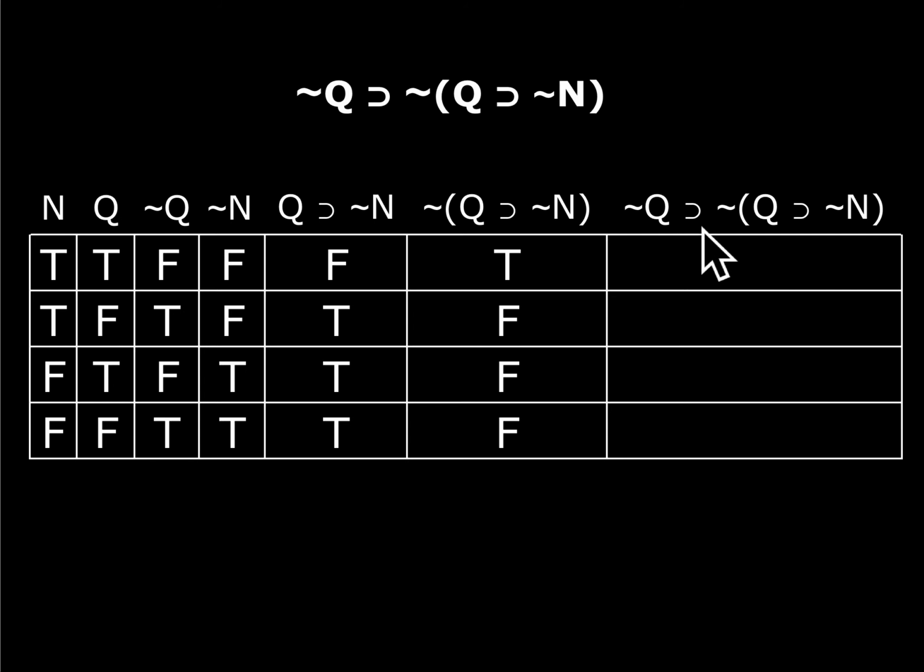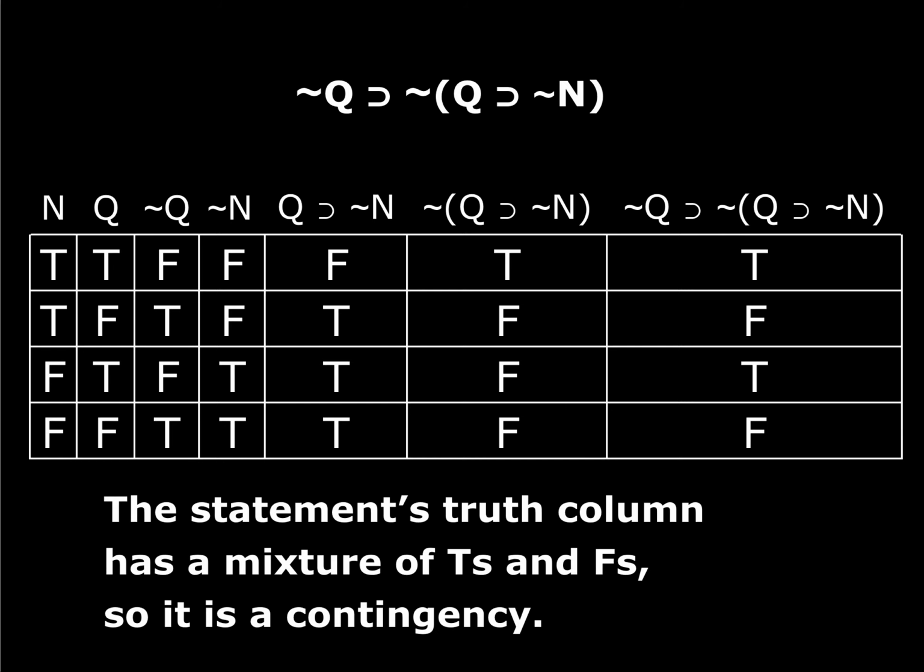And then now we have the conditional, where the antecedent is this, not Q, and the consequent is this. So I'm going to look for the rows that make a conditional false, where this is true, but that's false. Row 2, true antecedent, false consequent, and row 4, true antecedent, false consequent. So it's false on 2 and 4, true everywhere else. So now we've got the truth table for the statement, and now it's trivial. Is it a tautology, contradiction, or contingency? Well, clearly it's a contingency. There's a mixture of T's and F's in that truth column.